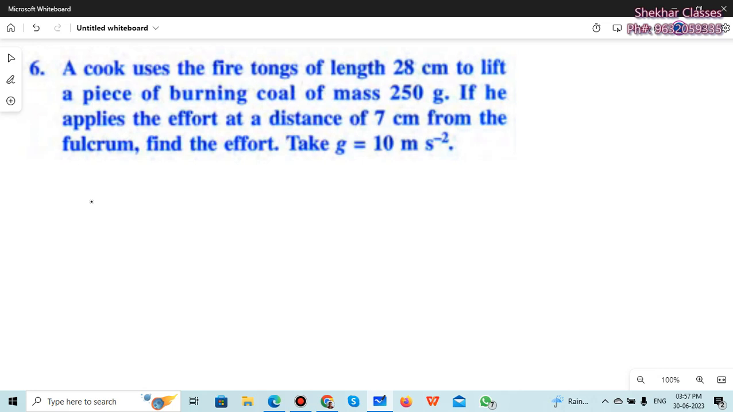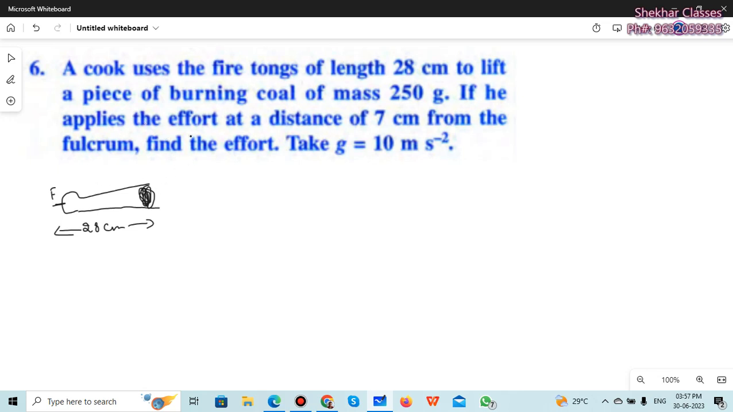So this is a fire tongue. Draw a fire tongue here, and this is the coal that he is lifting. This is the fulcrum. The tongue's total length is 28 centimeter, from the fulcrum to the final length.